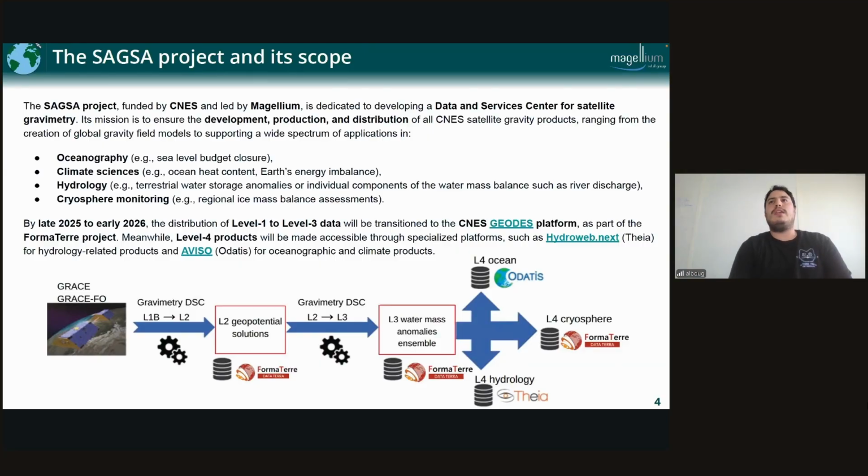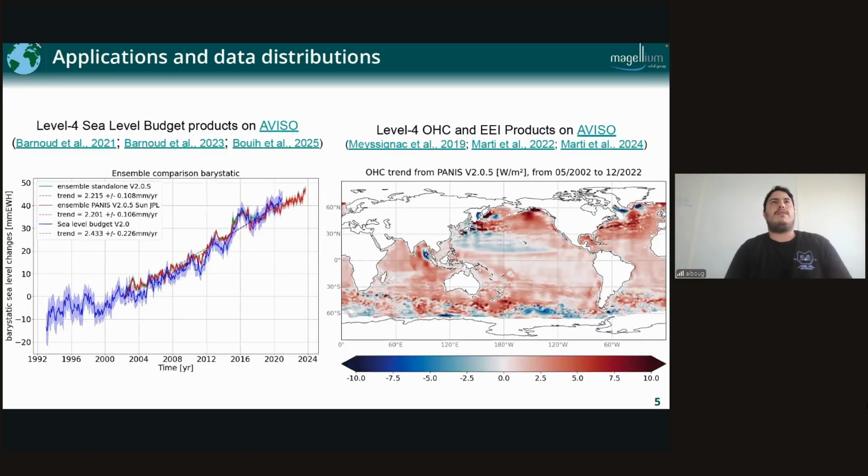As of today, almost all products are already available on several platforms such as HydroWebNext or Aviso. I invite you again to download and grab the links. The aim is to centralize most of the production. On the next slide, I will show you a few examples of the applications. I will try to be brief.